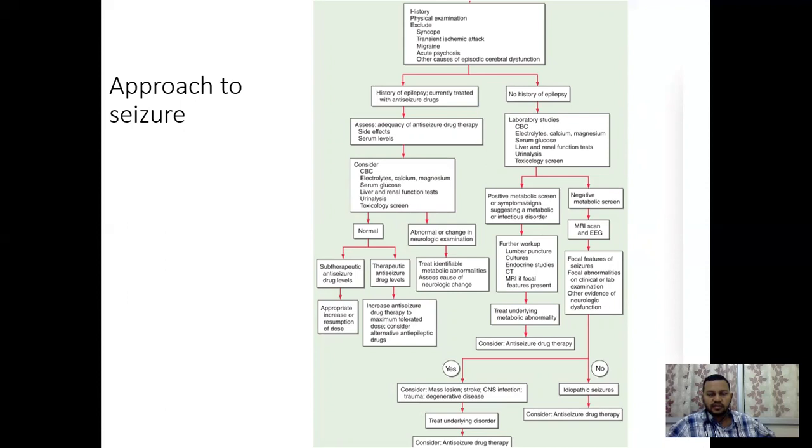If the metabolic screening is negative, do MRI and EEG. If there are focal seizures and focal abnormalities on clinical or lab examination, or other evidence of neurological dysfunction, there may be idiopathic seizures, and consider anti-seizure drug therapy.